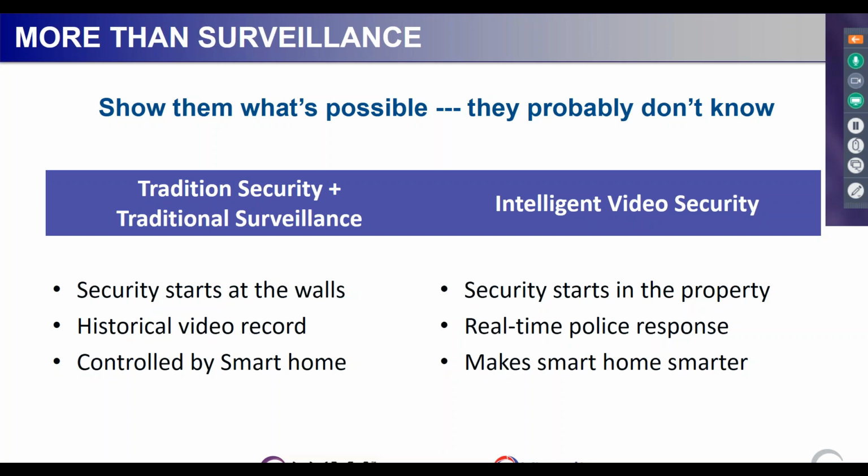Just recapping, traditional security and surveillance gives you burglar alarm style monitoring on the edge of the property with surveillance, and then you've got your intelligent video security that really moves that boundary away from the physical walls of the building out to the boundary of the property, so you can detect an event before it occurs.